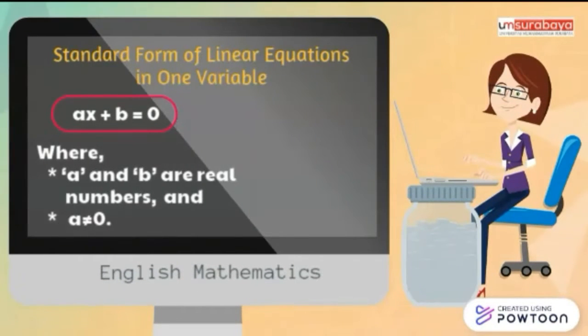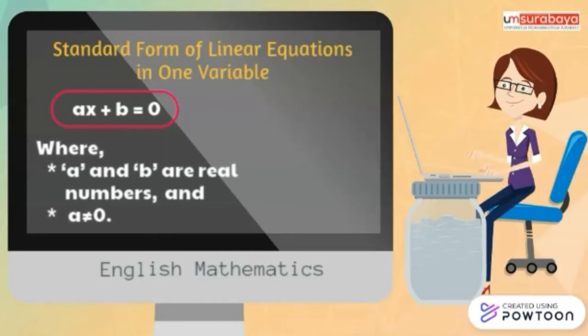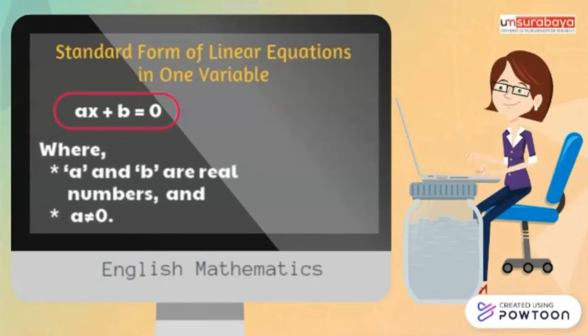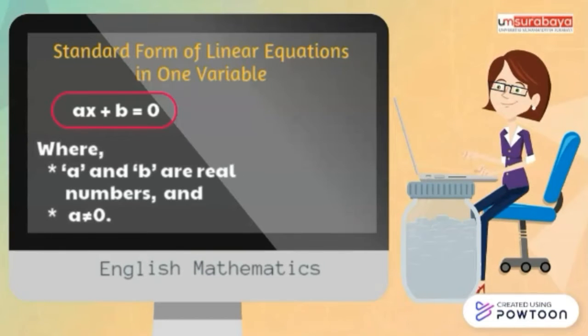The standard form of linear equation in one variable is represented as ax plus b equals 0, where a and b are real numbers and a is not equal to 0. This is the formula of linear equation in one variable: ax plus b equals 0.